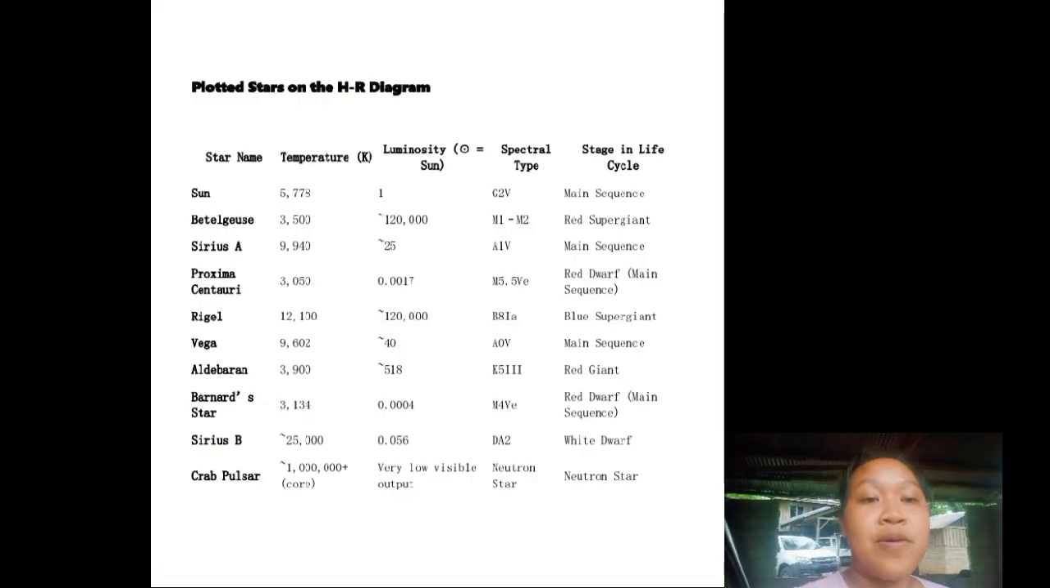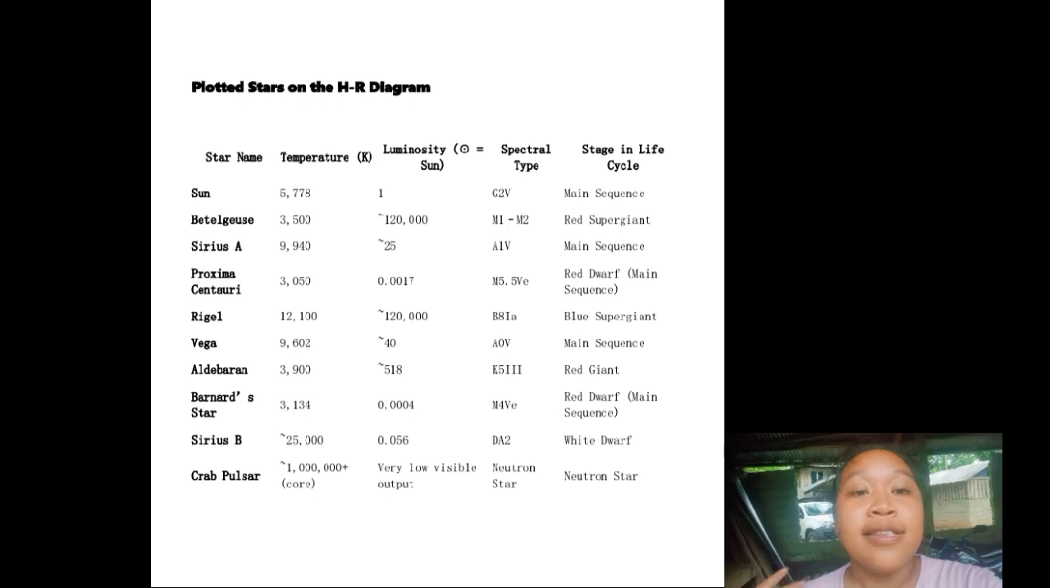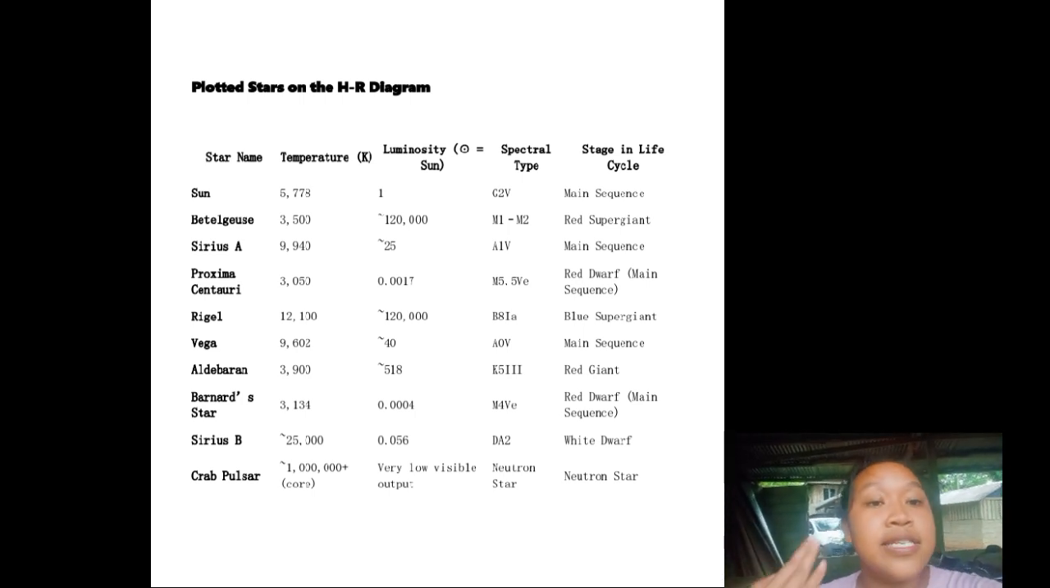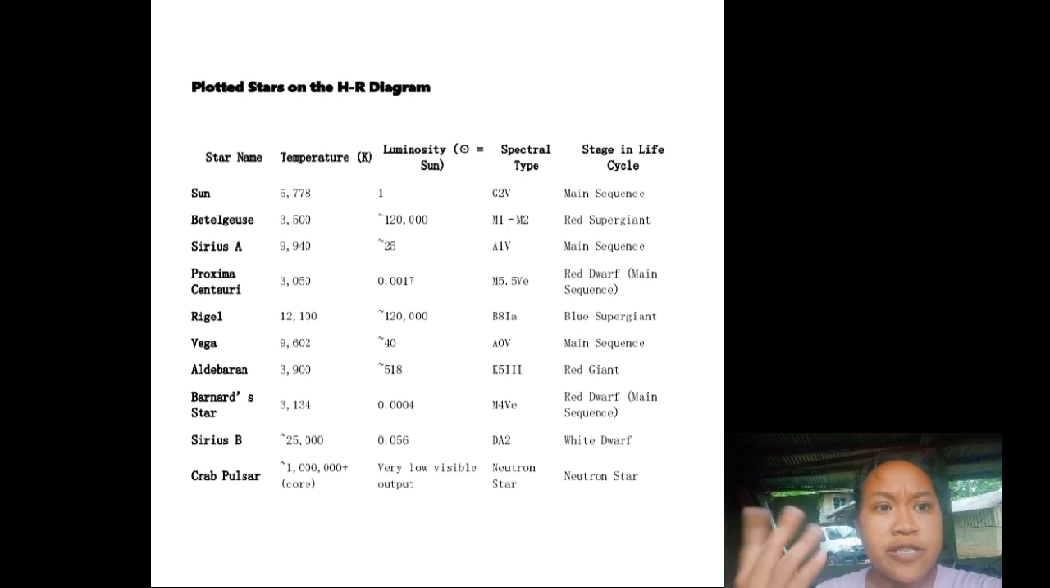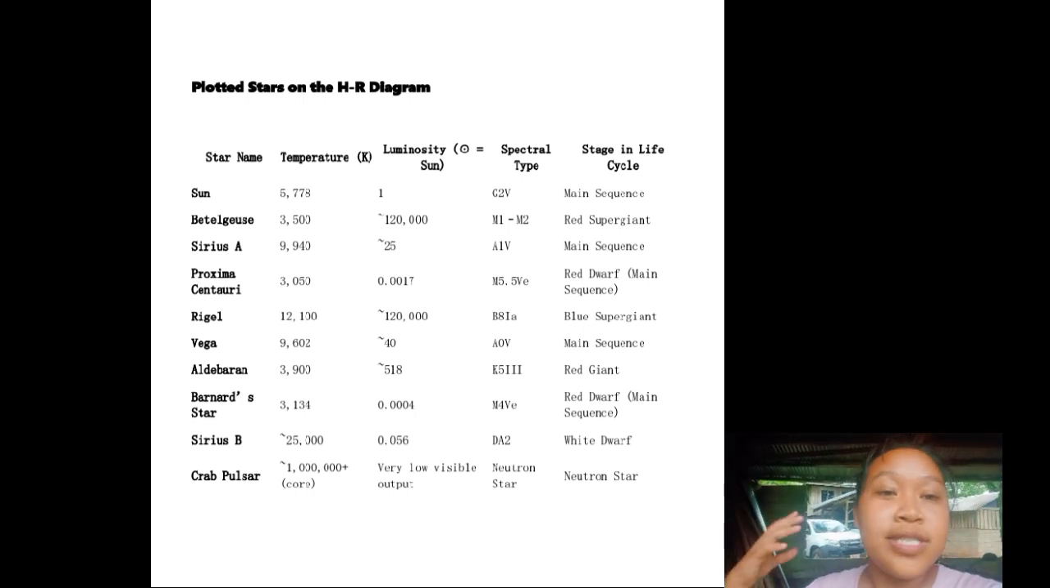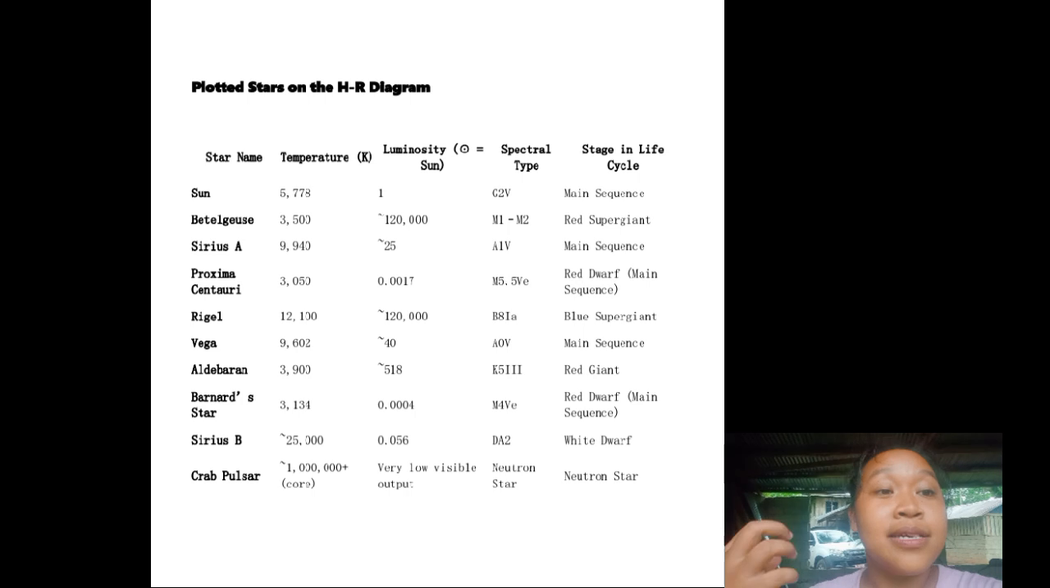In my diagram, I plotted 10 stars, which are the sun, Betelgeuse, Sirius A, Sirius B, Rigel, Vega, Proxima Centauri, Aldebaran, Barnard's Star, and Deneb. Now let's go deeper into how these stars relate to their life cycle stages.